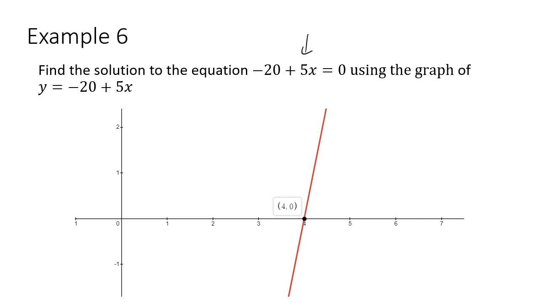So in this case, the x that solves this equation is the 4 of the x-intercept. You can verify this quite easily by just adding the 20 across to the other side and dividing both sides by 5.